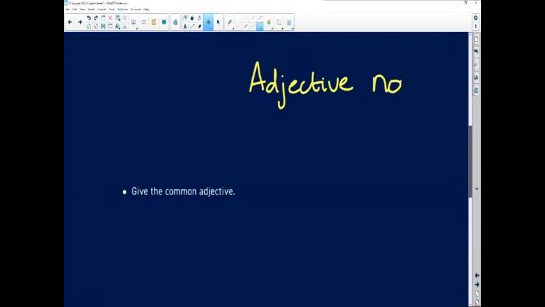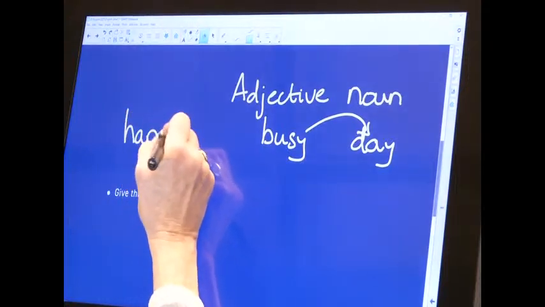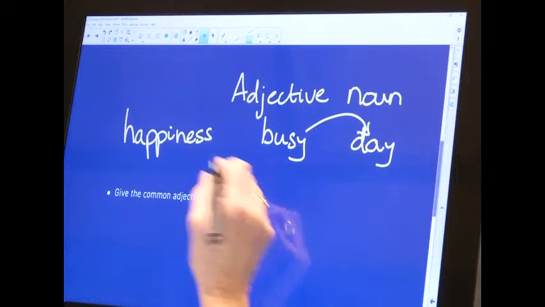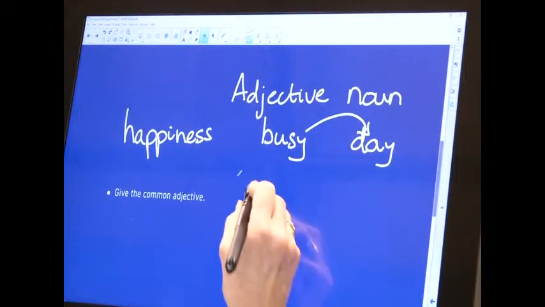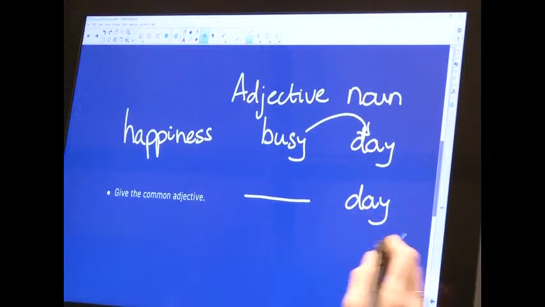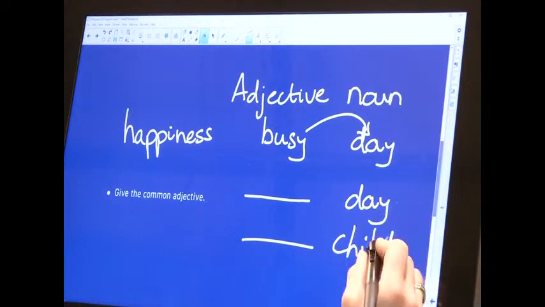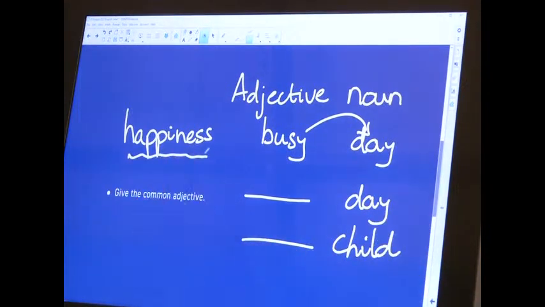An adjective often comes right in front of the noun. So if I said, this has been a busy day, there is my noun. I put this in front of the noun. So let's say I give you another noun. I give you happiness. And I say, please give me the adjective from happiness. Say to yourself, put it in front of a noun. So you could have a day that has happiness in it. You could have a child who is feeling happiness.